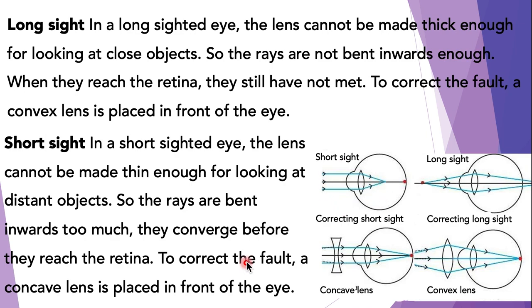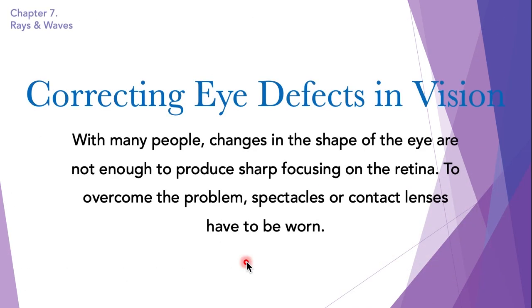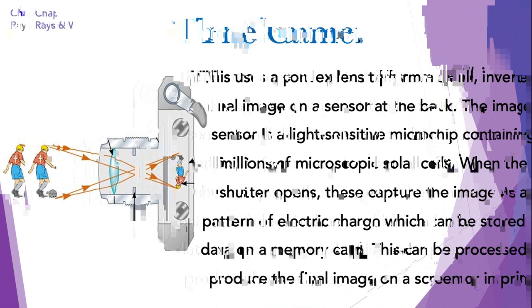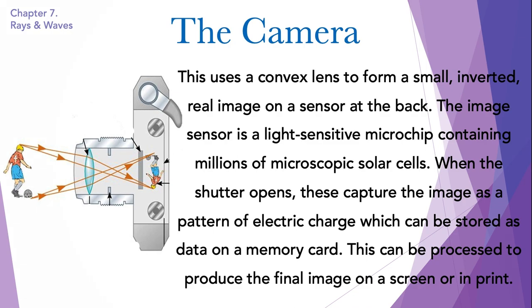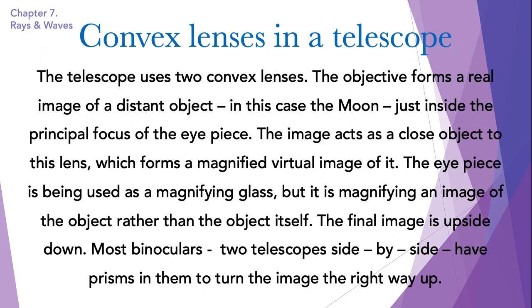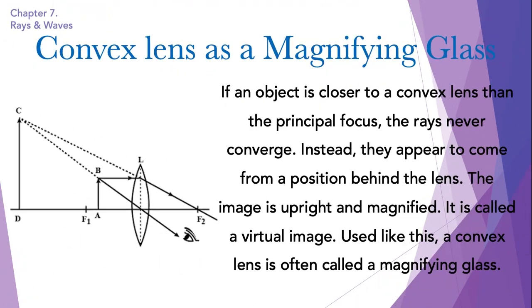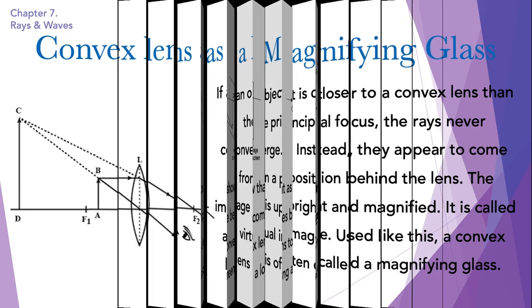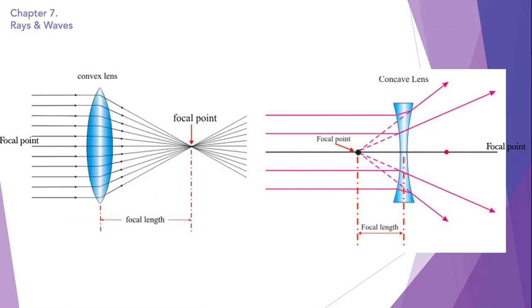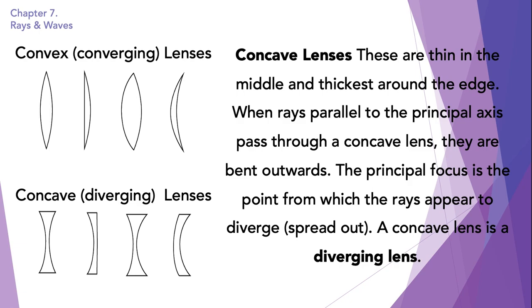This was all about lenses. How we correct eye defects in vision with lenses. The examples of lenses like the human eye and the camera. The two types of lenses, the concave lenses and the convex lenses. Images formed by the concave lenses and images formed by the convex lenses. The real and virtual images. The standard rays to draw the diagram. Converging lens, diverging lens. The convex lens converges rays, whereas the concave lens diverges rays. So I hope you have understood lenses.